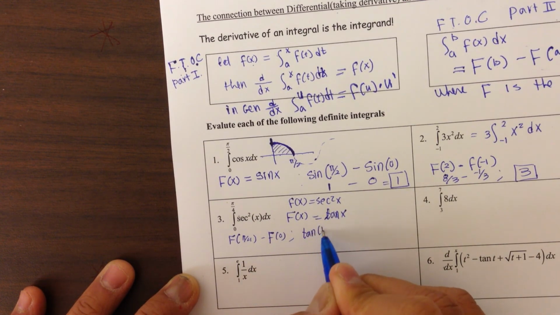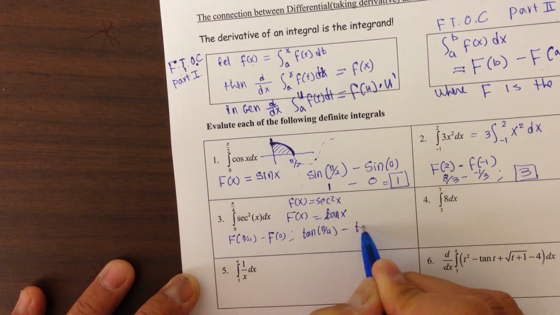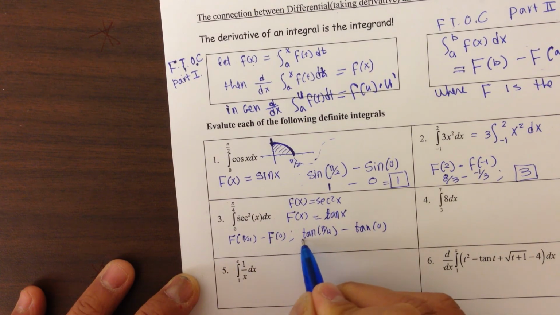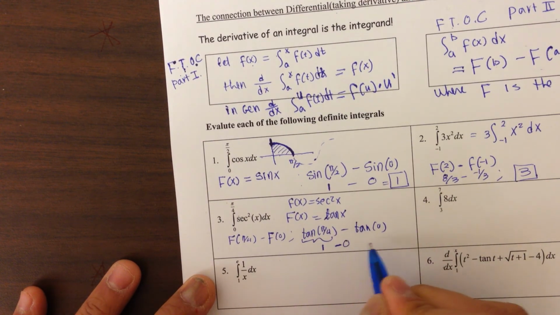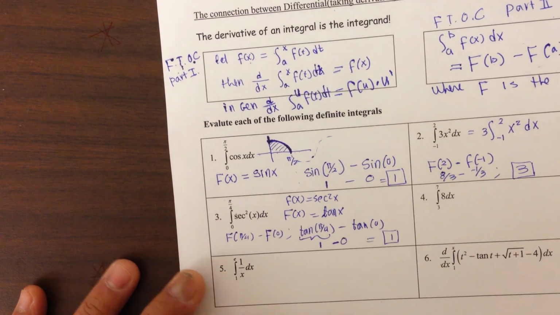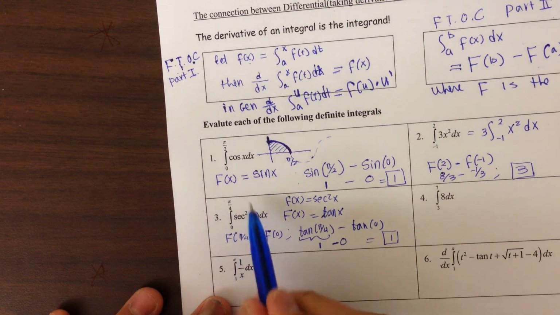Tangent at pi over 4 minus tangent at 0. Tangent at pi over 4 is 1. Tangent at 0 is 0. So therefore the answer is once again 1. Okay, or the area under that curve is 1.